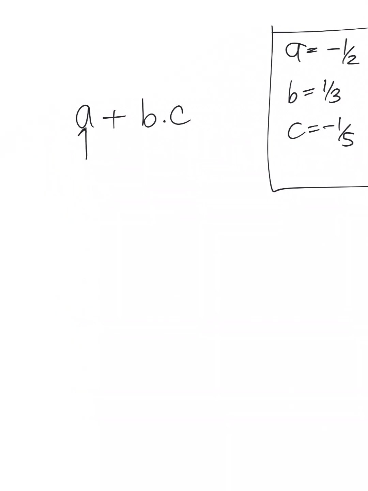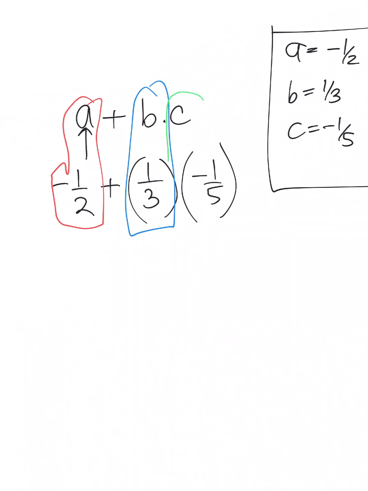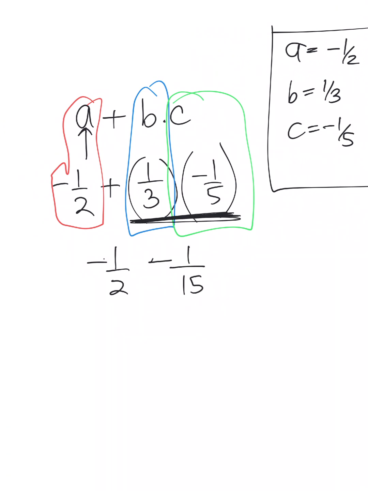So for A, we have negative 1 over 2, plus B is 1 over 3, and then C is negative 1 over 5, right? So notice that I am plugging in, this is the value for A, this is the value for B, this is the value for C. So therefore we have negative 1 over 2. Now these two have to multiply first because of PEMDAS. So that becomes negative 1 over 15. So we have negative 1 over 2 minus 1 over 15.